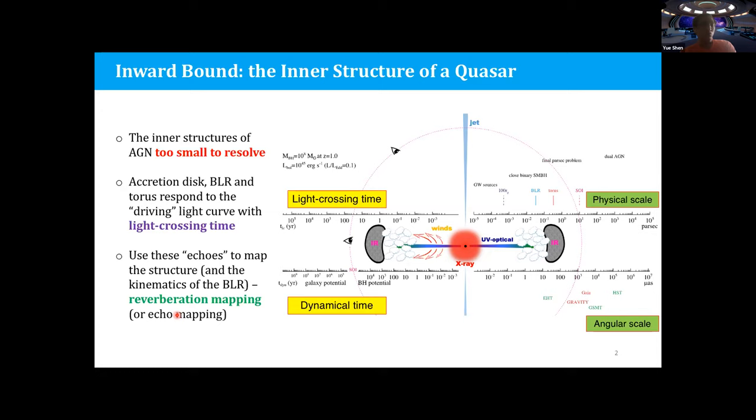Now, given this light crossing time, it gives you the typical distance of this region to the central engine. So it measures a typical size of that region. And then if you also have velocity information, say from the broad-line region, the Doppler-broadened emission lines, you can further infer the kinematics of the broad-line region. So this technique, generally called the reverberation mapping technique, and colloquially called the echo mapping technique, is a powerful method that we use to study the small scale structures of AGN and quasars without the requirement of resolving those structures directly.